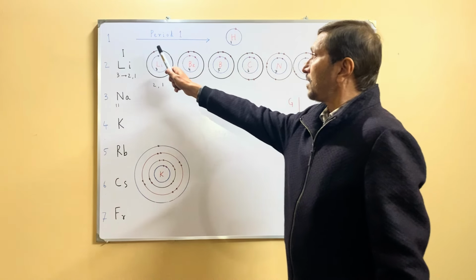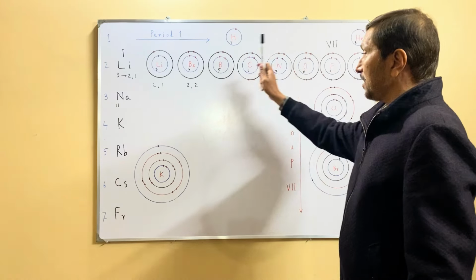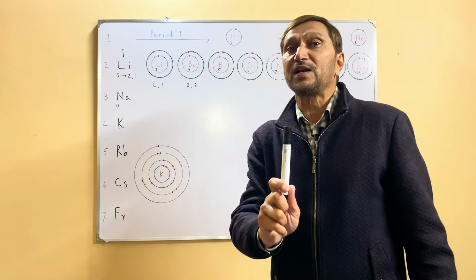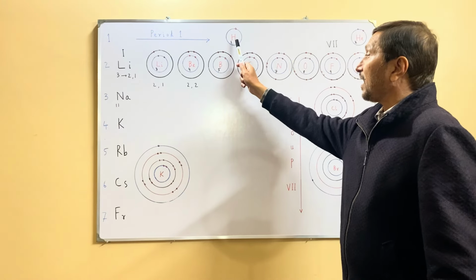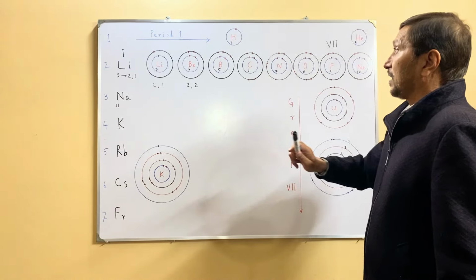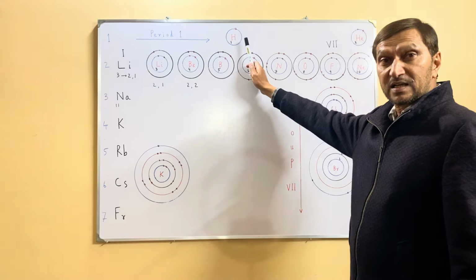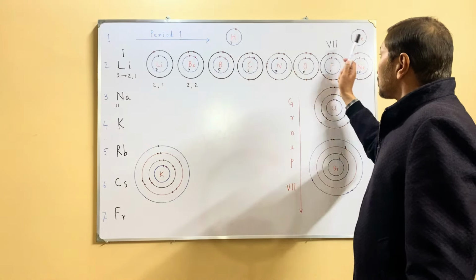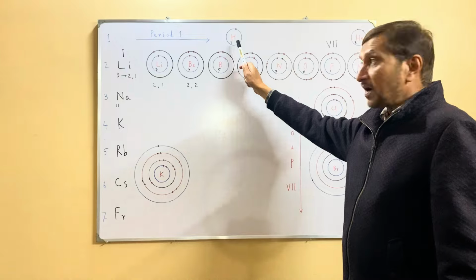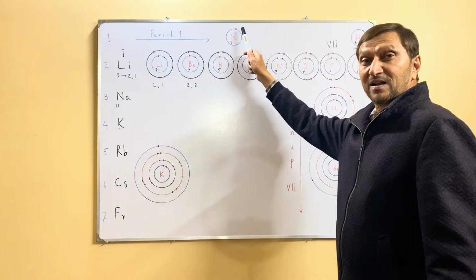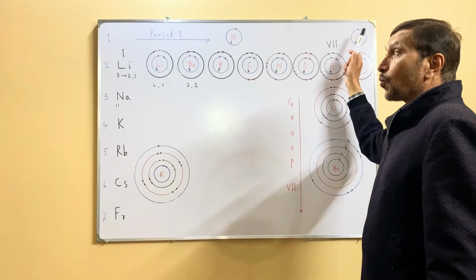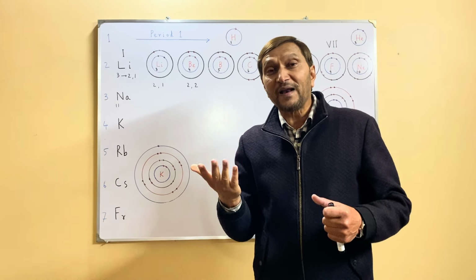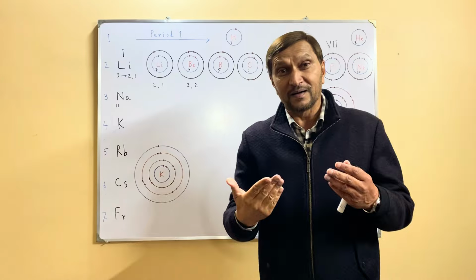Now suppose period number 1. In period number 1 those elements are placed which have only one shell, and they are hydrogen and helium. We can see clearly in this diagram that in the horizontal row in period number 1, hydrogen has only one shell and helium is also having one shell. So that's why hydrogen and helium are included in period number 1.